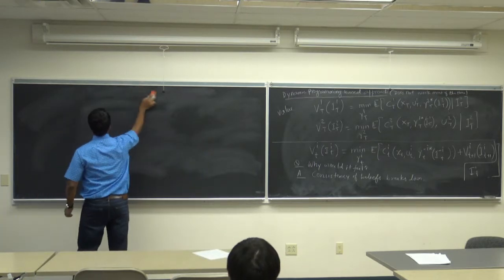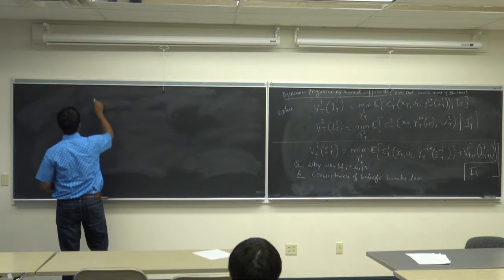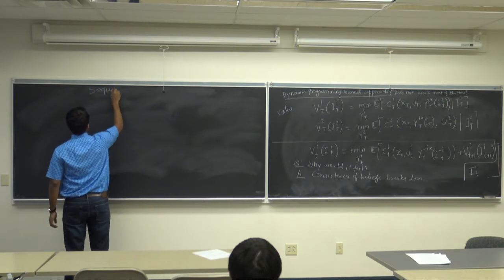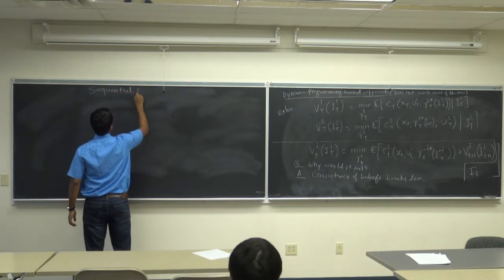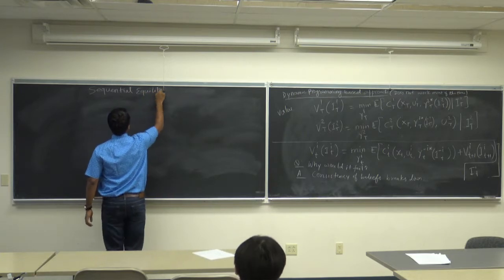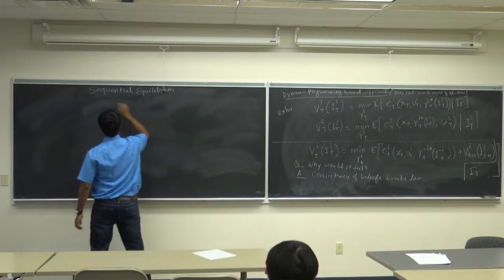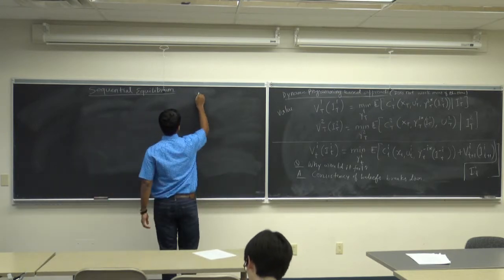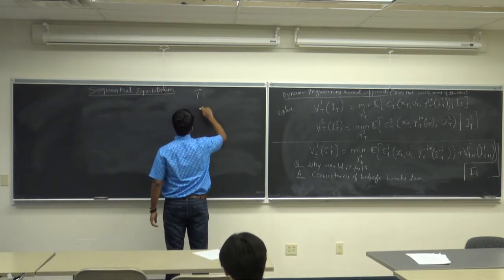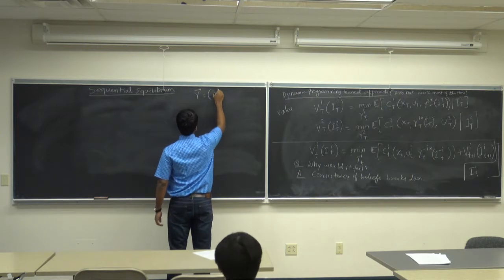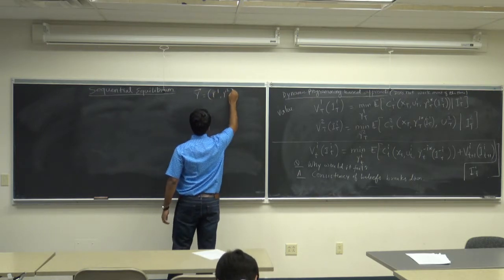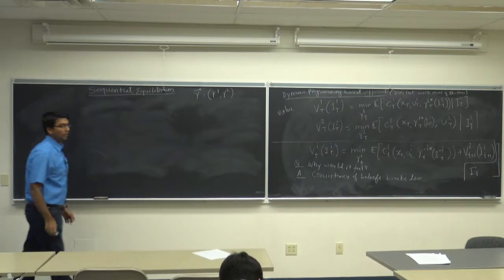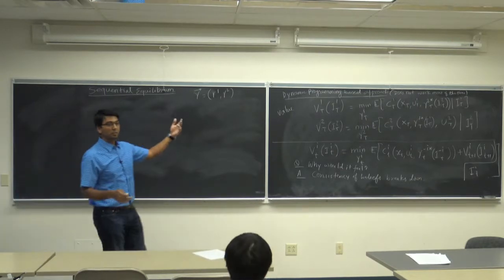So the topic is sequential equilibrium. Let me use gamma vector to denote gamma 1 and gamma 2. If you have n players, you will have gamma 1, 2, all the way up to gamma n.